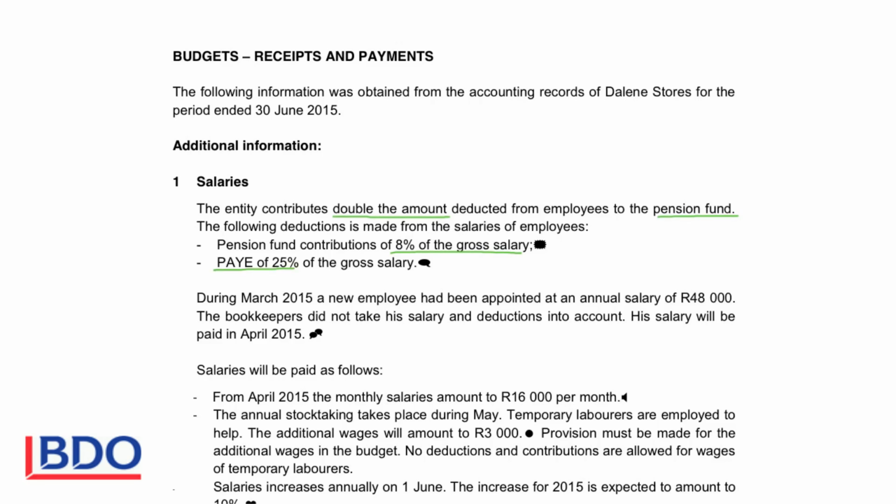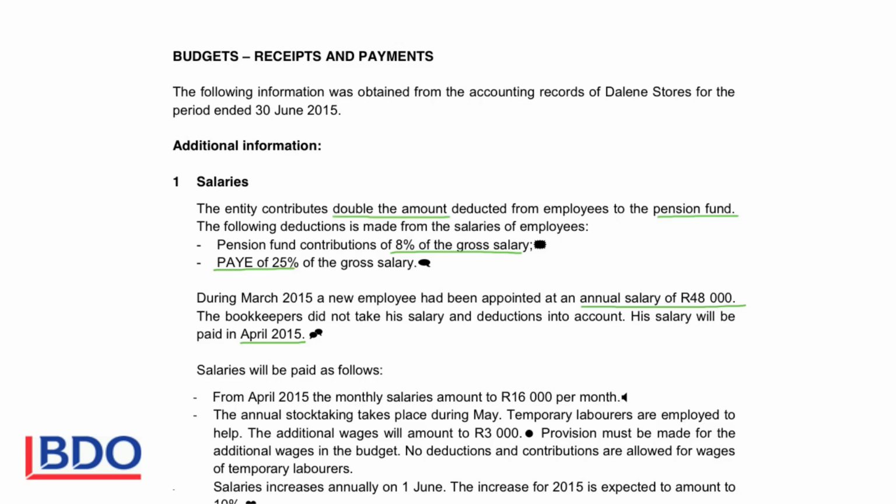During March 2015, a new employee had been appointed at an annual salary of 48,000. It is very important to determine whether it is an annual salary or a monthly salary. Because this is an annual salary, you have to divide by 12 to determine the amount per month. The bookkeepers did not take this salary into account and the deductions that were supposed to be made from the salary, so his salary will be paid in April 2015. So the money paid out in April will therefore be more than the money paid out in March.